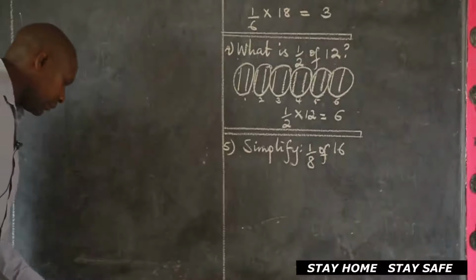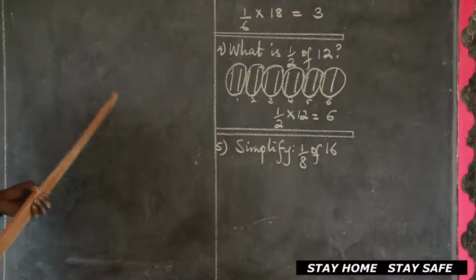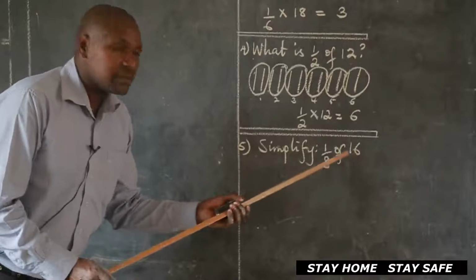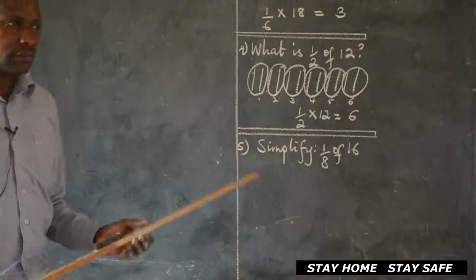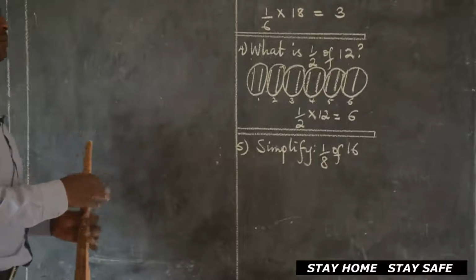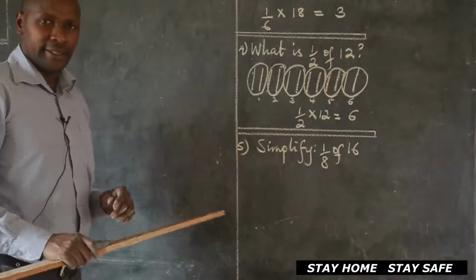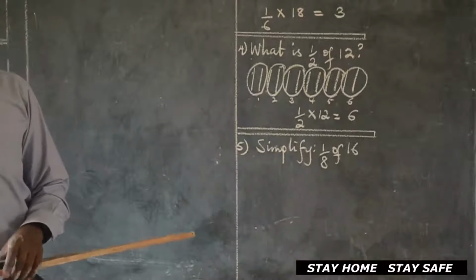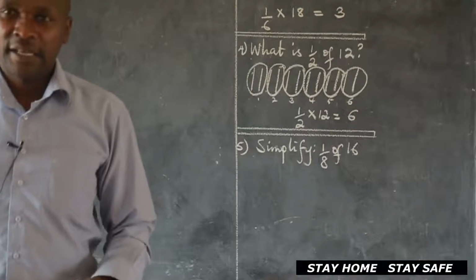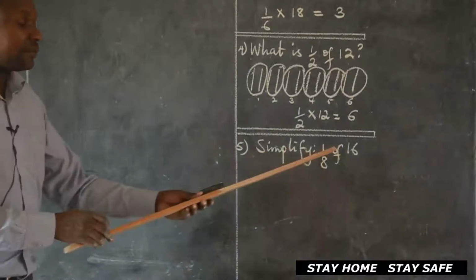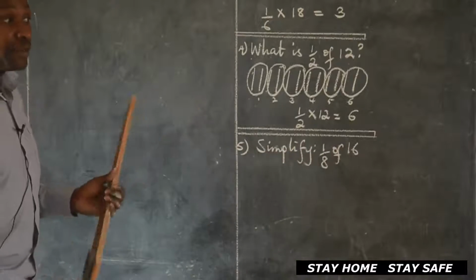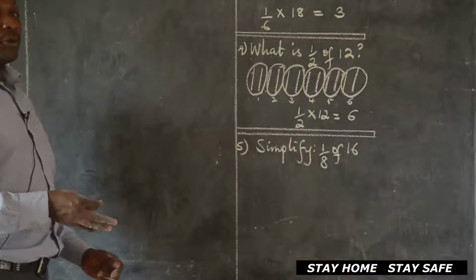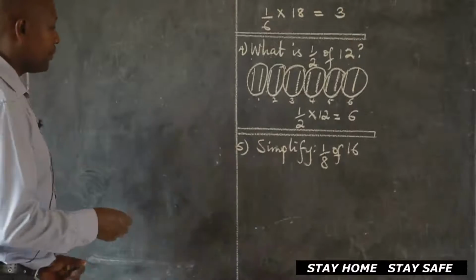What does this one mean? It means how many groups of 8s can we get from 16 objects? So this one requires you to have 16 objects. They can be books, they can be pens, they can be tomatoes, they can be guavas, as long as they make 16 of them and group them in 8s. Count 8, make a group. Count 8, make a group.